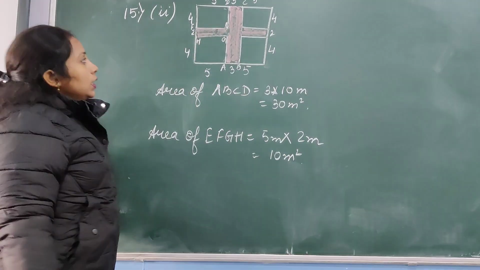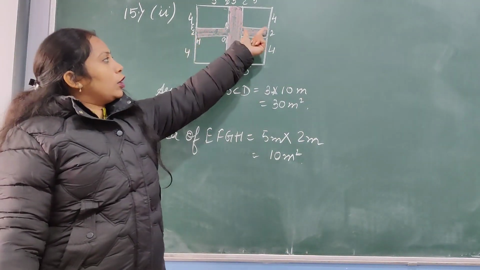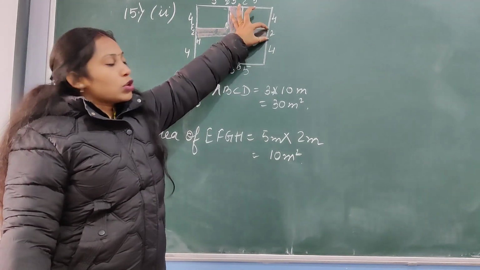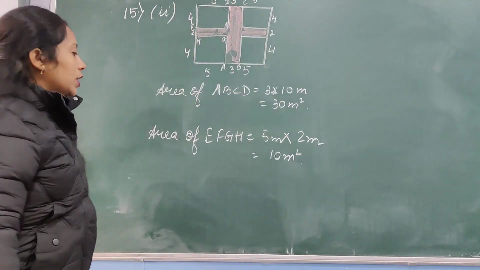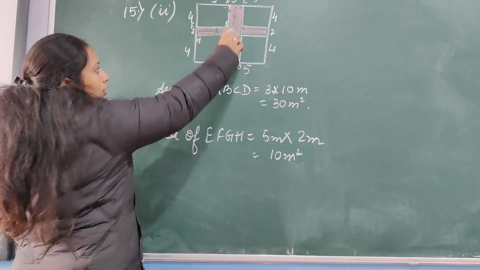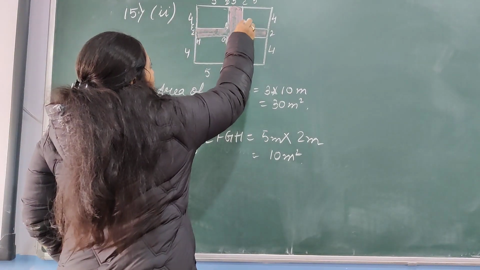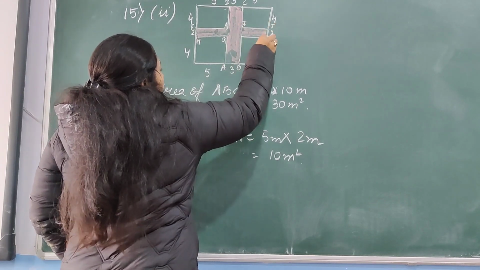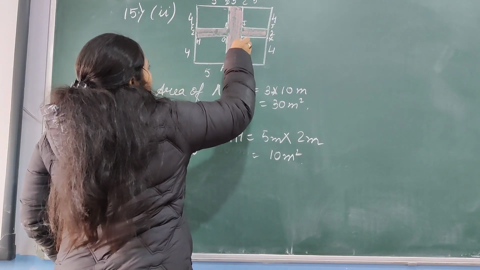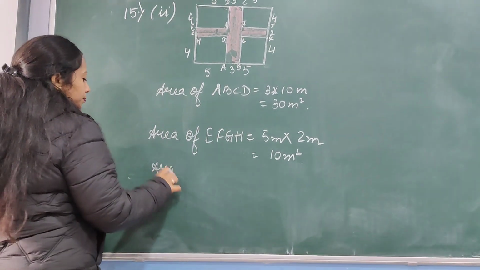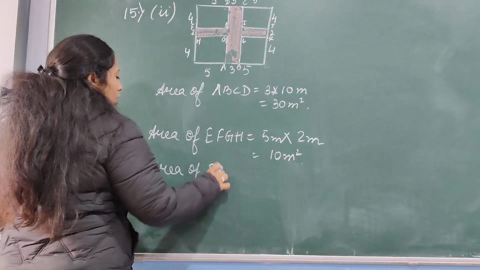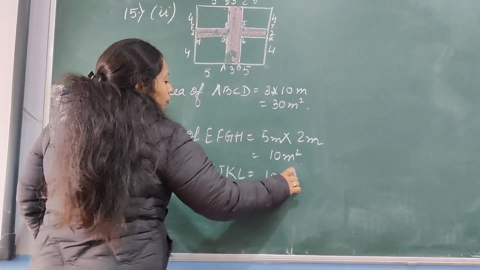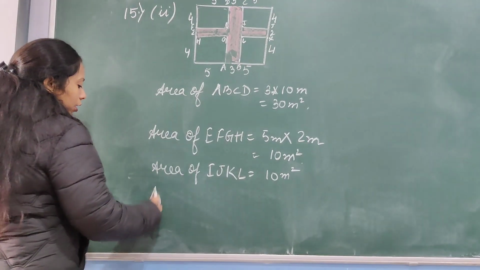And you can see that the area of this figure and the area of this figure must be same because they are exactly equal. This is also 5 and this is also 2. So you can just write that area of the other figure also. If I am taking this as I, this as J, this as K, and this as L. So area of IJKL will be also equal to 10 meters square. So what will be the area of the shaded region?